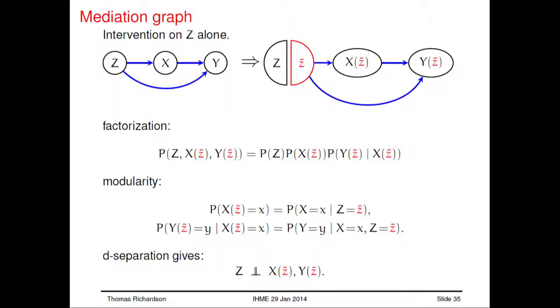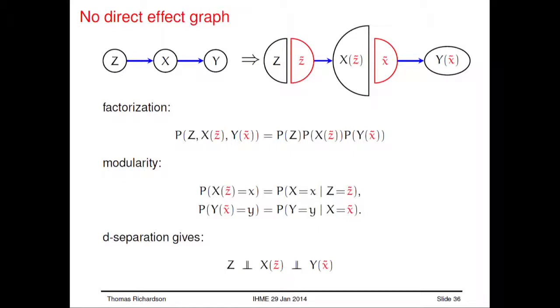So P of X of Z equals x is got from X given Z over here, just plugging in our chosen value of Z. And likewise, the distribution for Y of Z given X of Z is just obtained from the distribution for Y given X and Z, plugging in our chosen value for Z here. Okay. And then we could apply d-separation to this to see, for example, that Z is independent of X of Z and Y of Z. Okay. So here's a graph for no direct effect, where we intervene on Z and X. And this is the factorization that we get, everything completely independent. This is relating the distribution over here back to the original distribution, and d-separation gives us that everything's mutually independent.